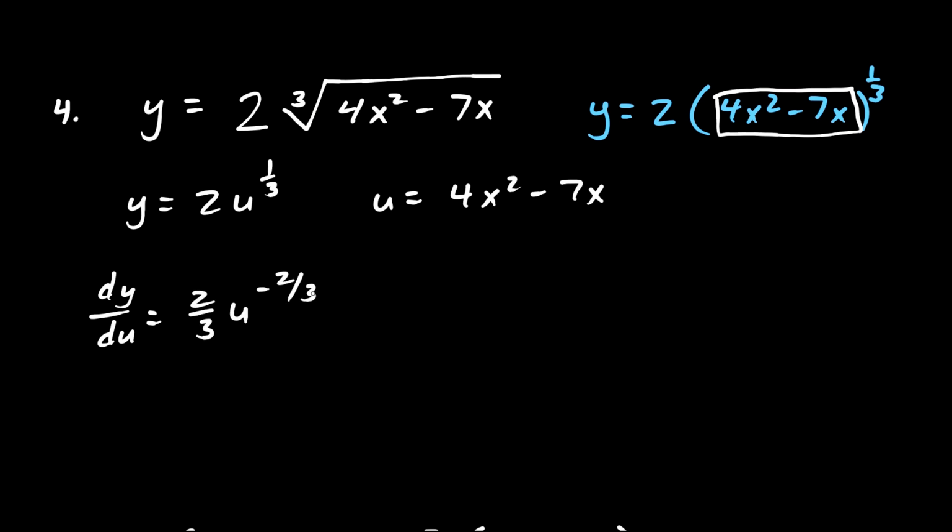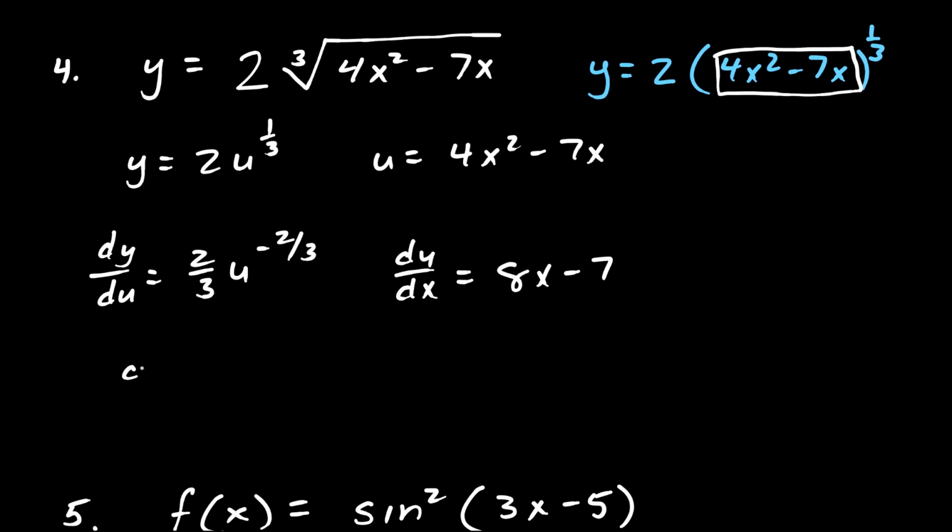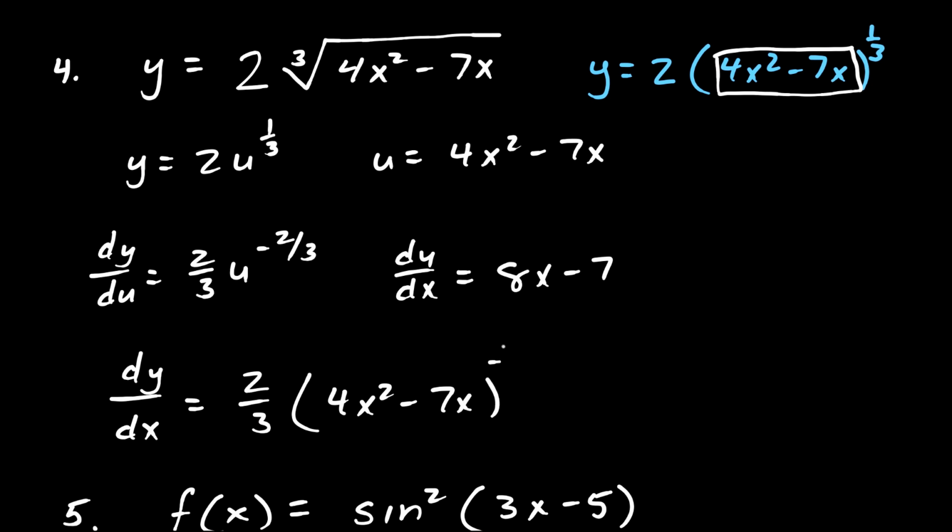1 less is negative 2/3. And then we have du/dx is going to be equal to 8x minus 7. Now we simply put them back together. dy/dx will equal 2/3 times our inner function, which is the u, so 4x squared minus 7x, to the negative 2/3 times 8x minus 7.